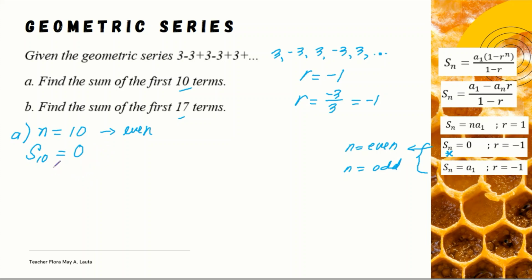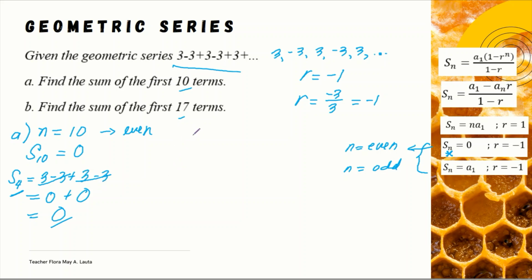So let's try to get a lower number so that we can just list this one to show you how we get 0. So for example, a lower even number. Let's try 4. So meron tayong 3 minus 3 plus 3 minus 3. So 3 minus 3, 0. Plus 3 minus 3, 0. Kaya naman, kapag even yung n mo, 0. Okay? So laging 0. Kasi lagi magpa-partner yung positive and negative, kaya magiging 0.